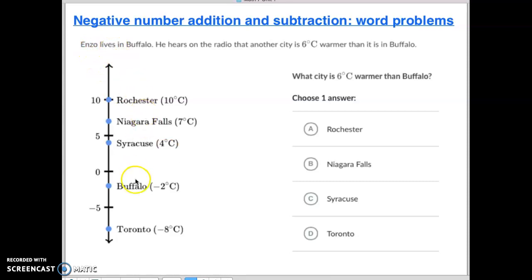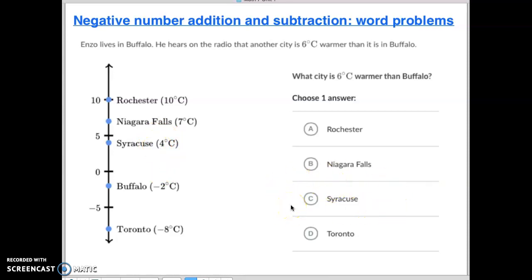Enzo lives in Buffalo. So Enzo lives right here in Buffalo. He hears on the radio that another city is 6 degrees warmer than it is in Buffalo. So if this is -2, which one is warmer? Would warmer be going up in degrees or would warmer go down in degrees? Yeah, it would go up in degrees, right? So which city is 6 degrees warmer? It would be Syracuse. Letter C, Syracuse.